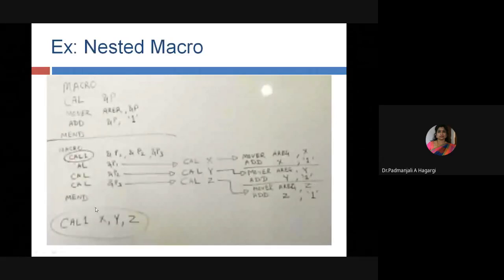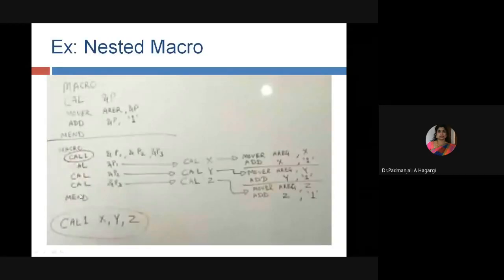Now this call 1 again calls this call. Again call 1, again call. So it is executing through these parameters x, y, z. The x goes to p1, y goes to p2, and z goes to p3. These are actual parameters, and these are our formal parameters. So this example shows that a macro is being called in a macro.